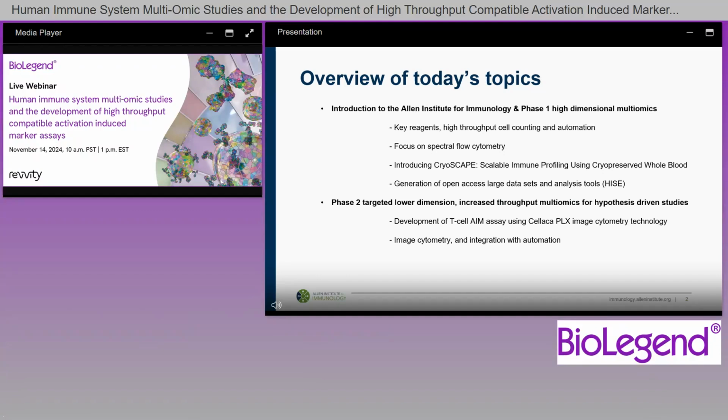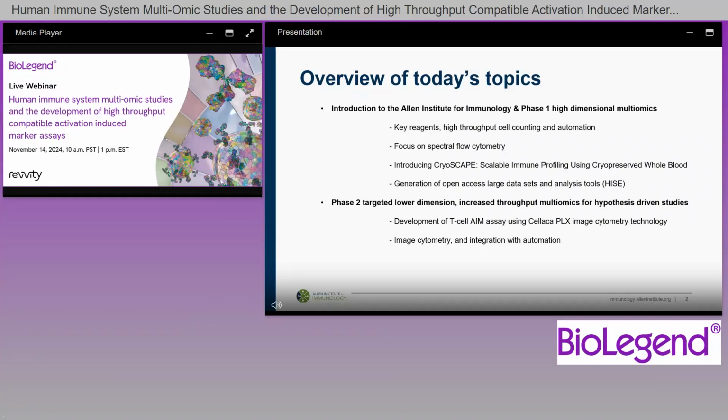Today I'll start by introducing the Allen Institute for Immunology and what's been the first phase of data acquisition using high-dimensional multi-omics. I'll walk us through some of the key reagents that we're using and some of the places in our pipeline that we're automating the steps to remove operator bias. We'll also talk about some of the panels that we've developed for immunophenotyping on spectral flow and how we've incorporated batch control to ensure the quality of our data.